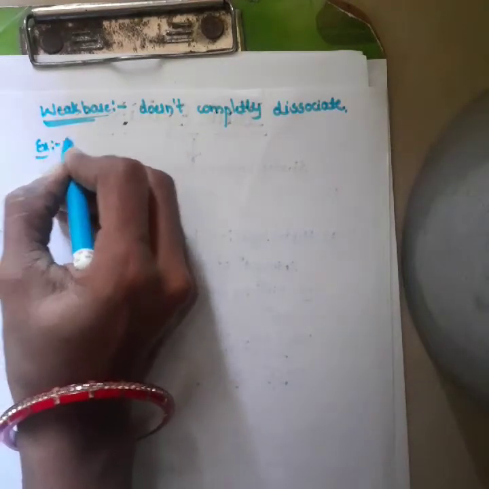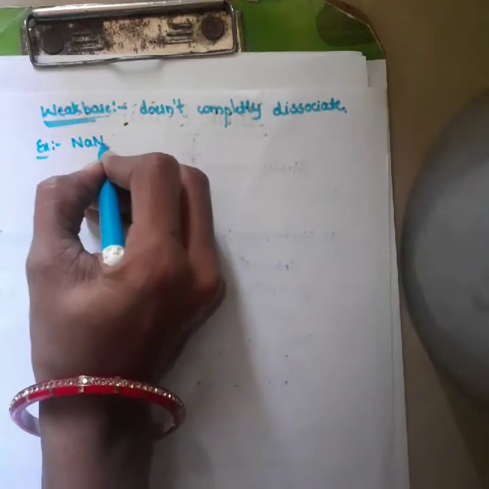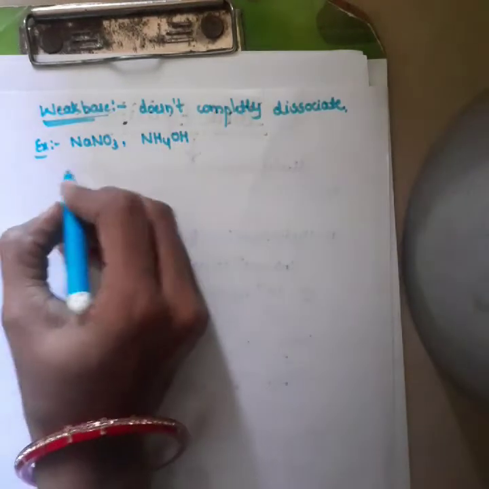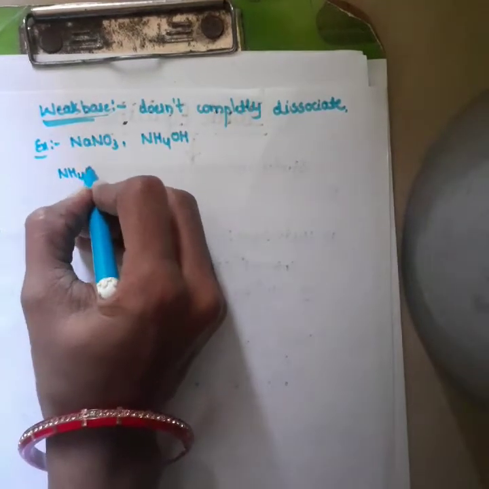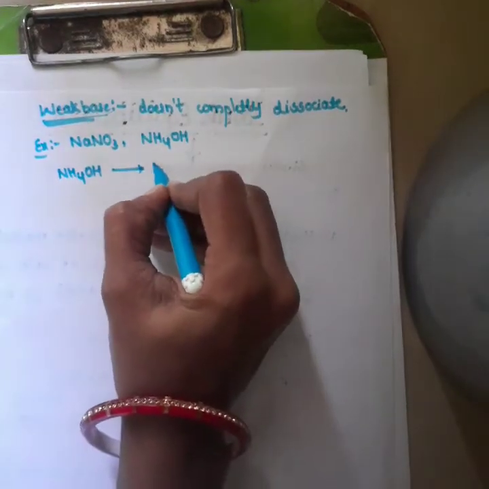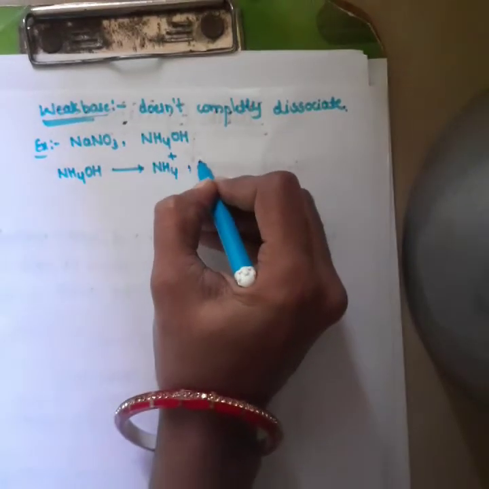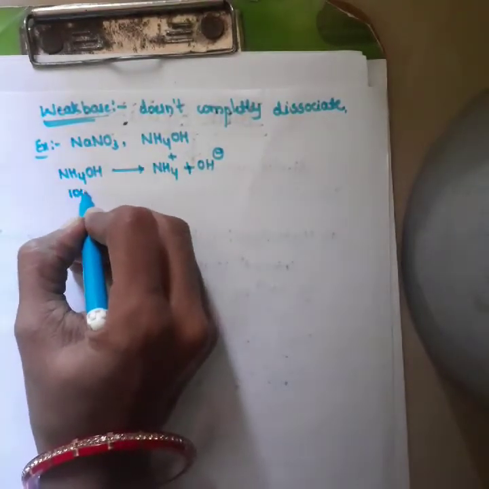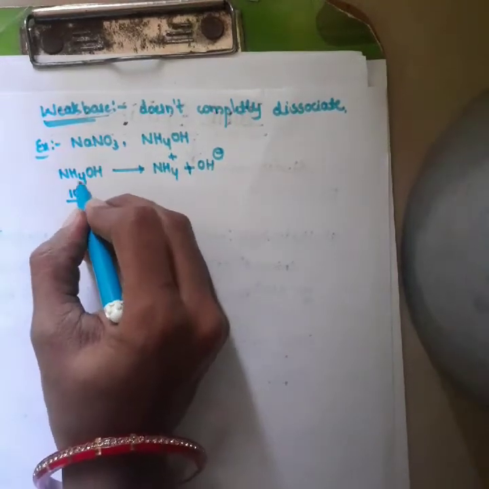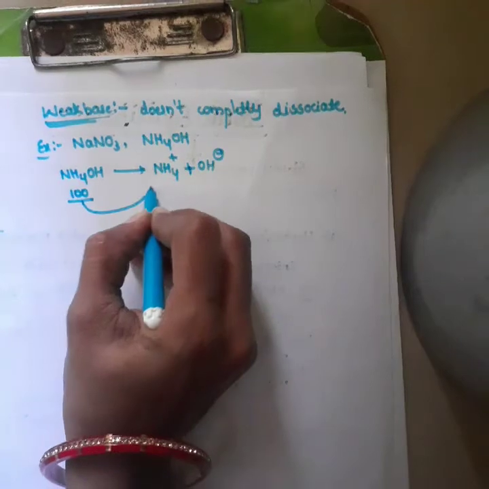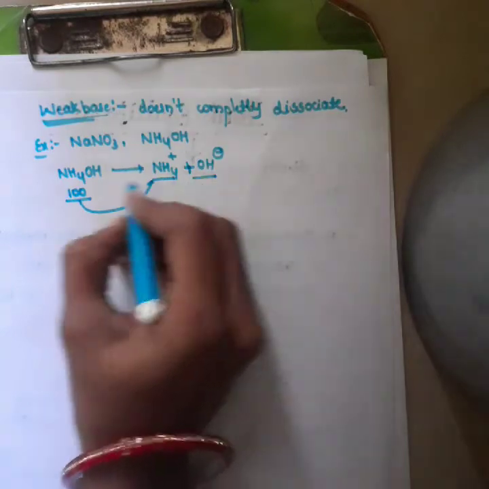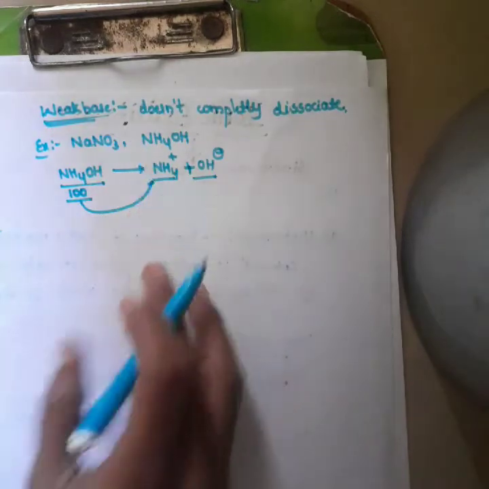Consider an example, NH4OH. It will give NH4 plus plus OH minus. It is also the same. In that also, 100 molecules of ammonium hydroxide will be present. Some molecules are converted into NH4 plus and OH minus, and some remain as NH4OH. That's why it is called a weak base.